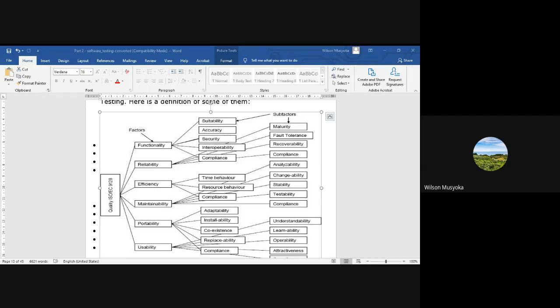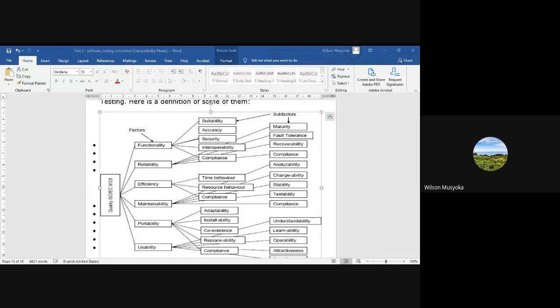So when we are looking at time behavior, it is how long does it take for this system to give you the results that you are looking for? Or how efficient is the system in terms of time? And time will go together with performance.